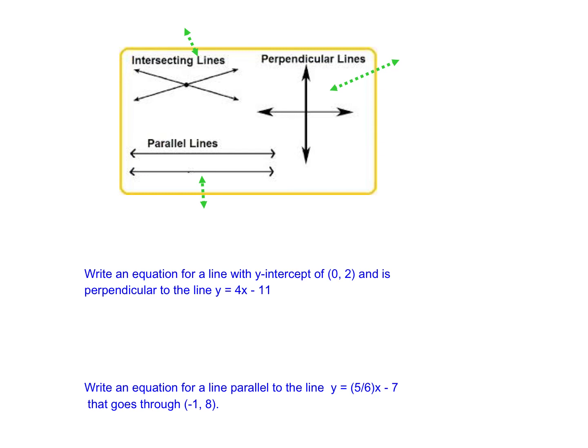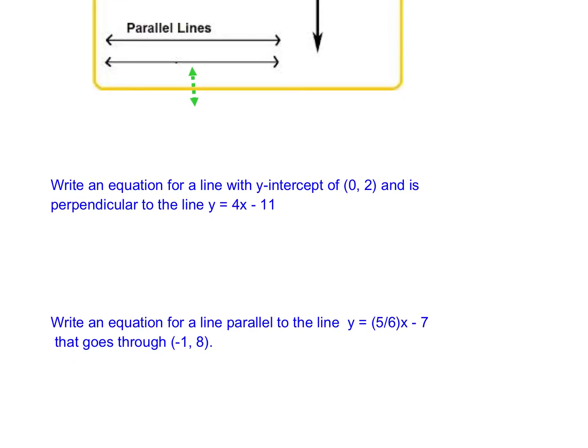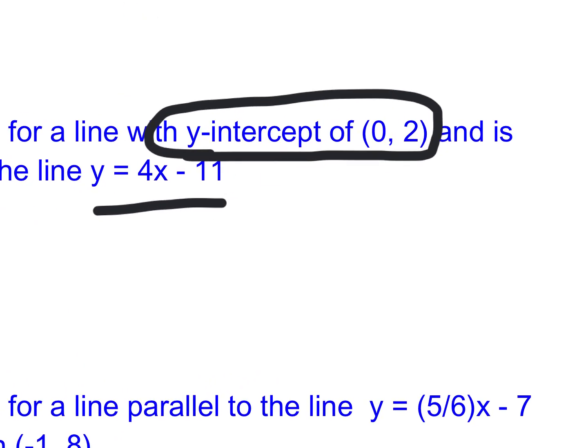So, here's something that looks kind of complicated, but it isn't that bad. They tell me the y-intercept, and they say they want it perpendicular to this line. Sounds really scary. But do you remember that parallel things have the same slope? If they wanted parallel, I would have just said y equals 4x, because 4 would be the slope. If you had a slope with a 4, it's the same as this one.